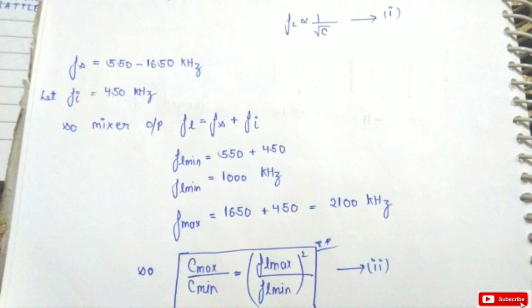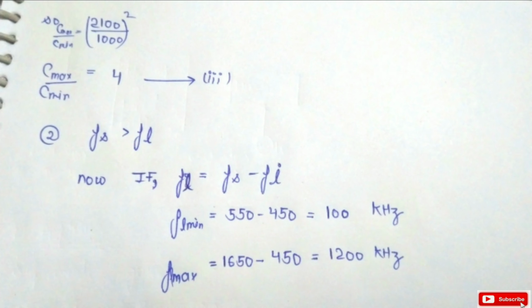From equation 1, we find C max by C min as FL maximum by FL minimum, whole squared. Because FL maximum is directly proportional to 1 by root C minimum, and FL minimum is directly proportional to 1 by root C maximum. So C max by C min equals FL maximum by FL minimum whole squared. Then we put in the values, and C max by C min is 4.